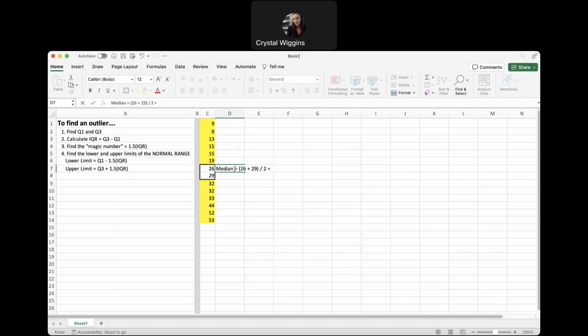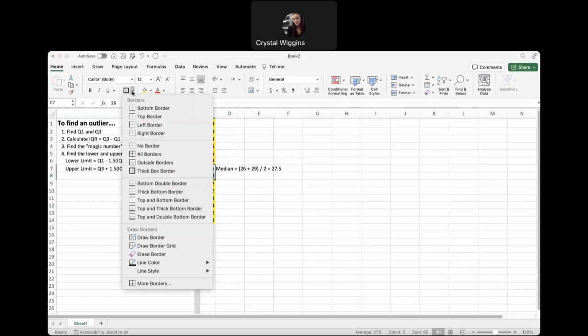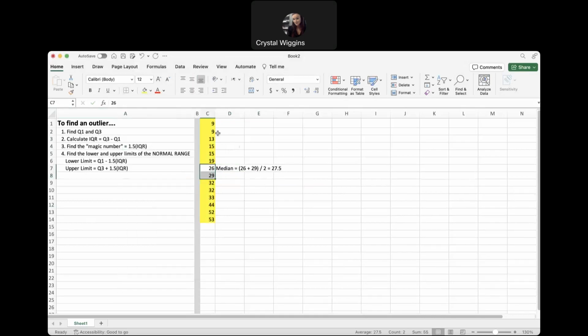So if we did this, and again, I'm purposely not entering this as a formula in Excel because I am not trying to make this an Excel video. I am going to put this in my calculator. 26 plus 29, divide by 2. My median is 27.5. Okay, so the median is actually in between 26 and 29. It is not using one or the other, meaning that 26 is not being used for the median, 29 is not being used for the median, and therefore those numbers will be included in the calculations for Q1 and Q3.